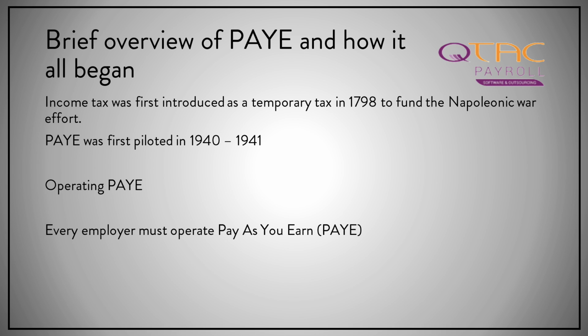So let's move on to how it all began. A brief overview of PAYE. Well, surprisingly, it was first introduced in 1798 to fund the Napoleonic War effort. Income tax was originally applied in Great Britain, but not Ireland, at the rate of 10% on income derived from all sources above £600 a year.